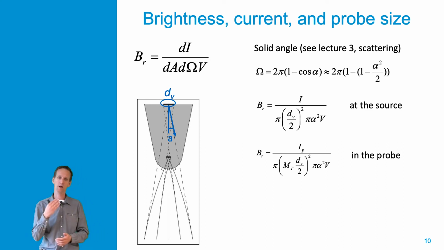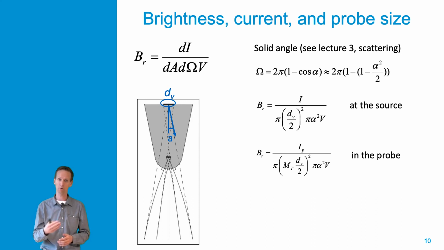Okay. Now at the source we can get the equation for the reduced brightness by plugging in the parameters: the current I, the size of the emission area, the virtual source size, which is pi dV over 2 squared. We incorporate the solid angle, pi alpha squared, and the voltage at which the electrons will be accelerated, V. This is the reduced brightness at the source. We know this reduced brightness at the source is the same as the reduced brightness that we have in the probe on the sample. Now if we look at the sample plane, which factors have changed?